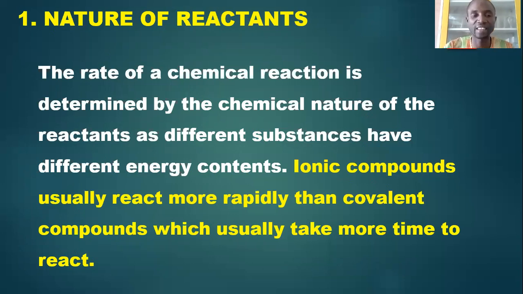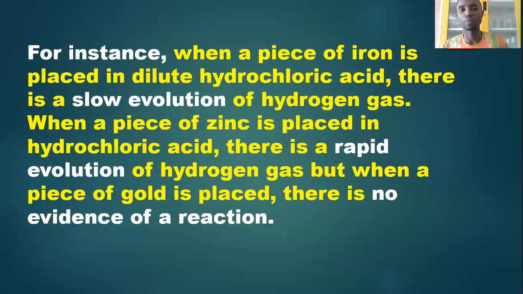All right, let's take this as an example. For example, when a piece of iron is placed in a dilute hydrochloric acid, there is a slow evolution of hydrogen gas. But when a piece of zinc is placed in hydrochloric acid, there is a rapid evolution of hydrogen gas. But when a piece of gold is placed, there is no evidence of reaction at all. So the nature of the reactant, the nature of the 2 compounds or 2 elements or 2 things that are reacting, determines how the reaction will go.